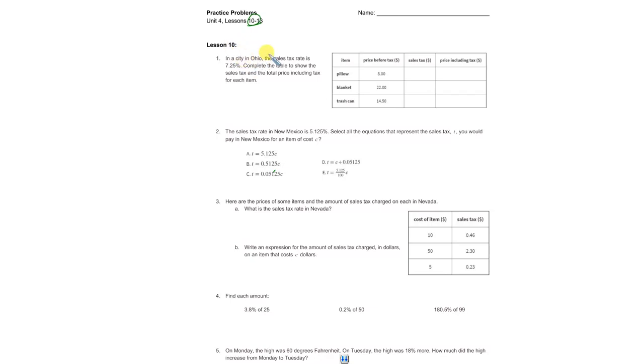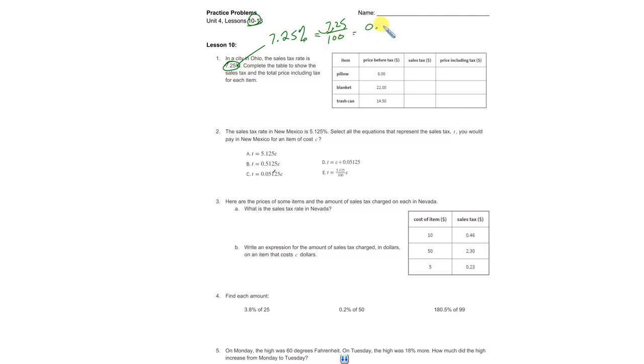Lesson 10, we're looking at this city in Ohio, and their sales tax rate is 7.25%. First thing you guys need to be able to do for these tax problems is know how to convert a percentage into its equivalent decimal form, because that's the number that's really more helpful in these situations. Percent just means per 100, so you're really just writing that number over 100, and when you divide by 100, it essentially moves your decimal point 2 places to the left.